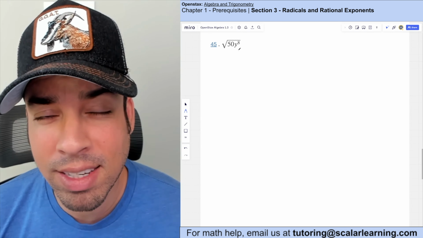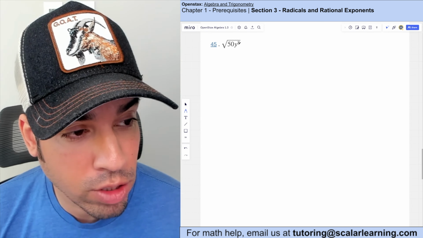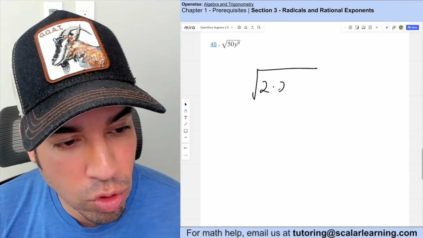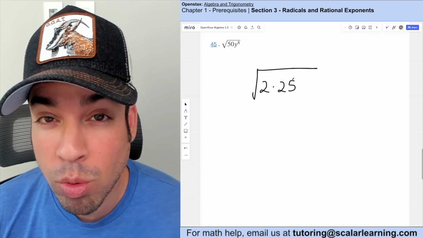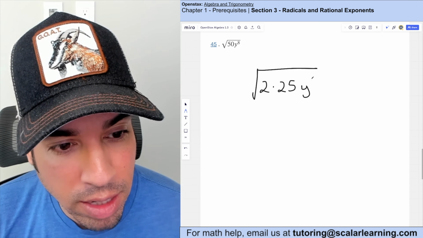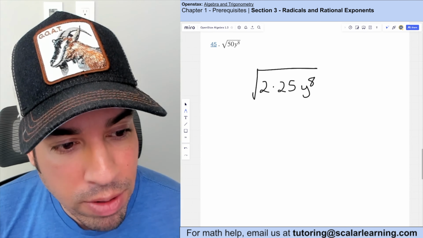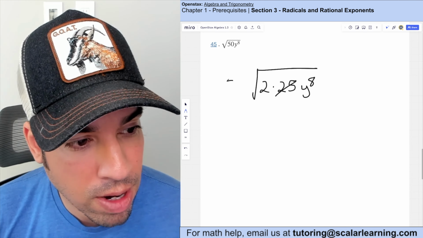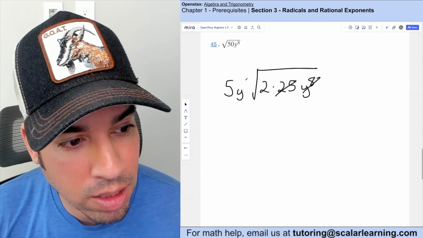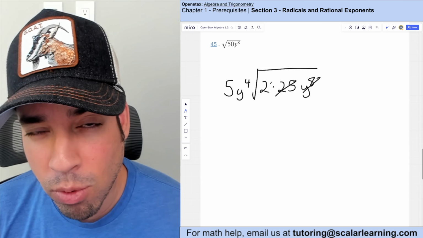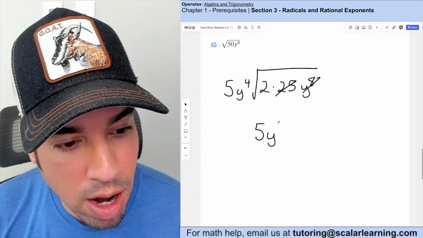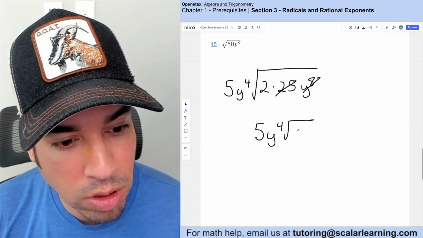I already know y to the 8th is a perfect square because it's y to an even exponent. So I'm going to rewrite 50 as 2 times 25. I like that because I know 25 is a perfect square, so I'm not going to try and break it down any further. And y to the 8th is cool. So guess what? 25, the square root of 25 is 5. And the square root of y to the 8th is y to the 4th, because y to the 4th times y to the 4th would give us y to the 8th. So I'll write our final answer as 5y to the 4th square root of 2.